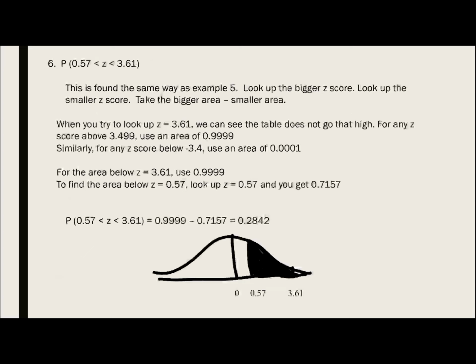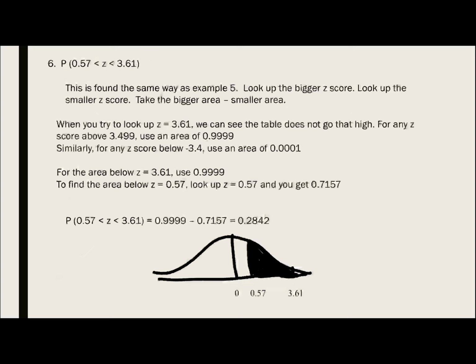When you look up 3.61, we can see the table does not go that high. It says for any z-score above 3.499, use an area of 0.9999. Similarly, for any z-score below negative 3.4, you're going to use another area if you're on your negative side. So we're going to take our bigger area minus our smaller area.